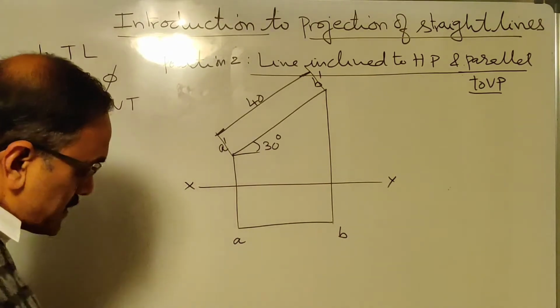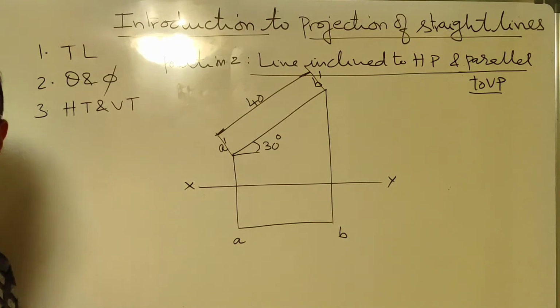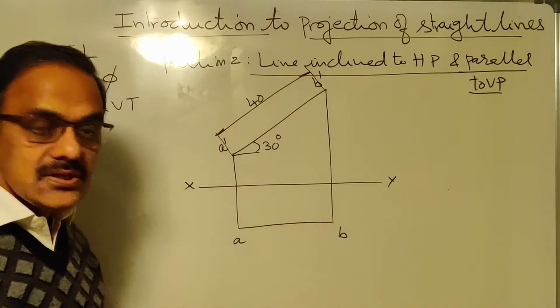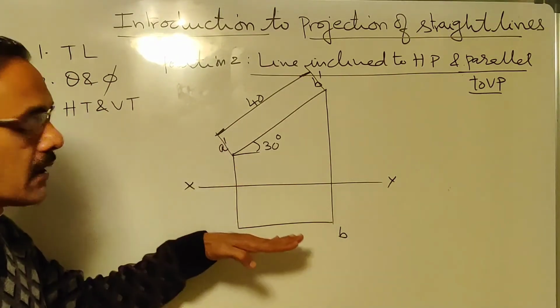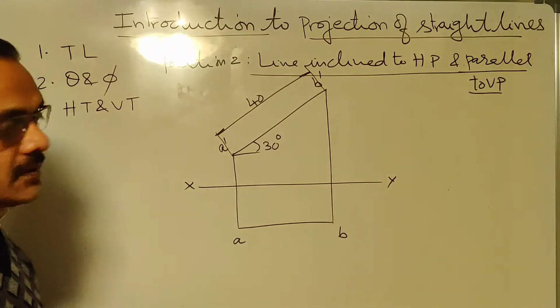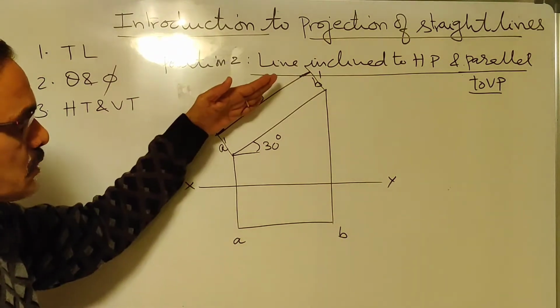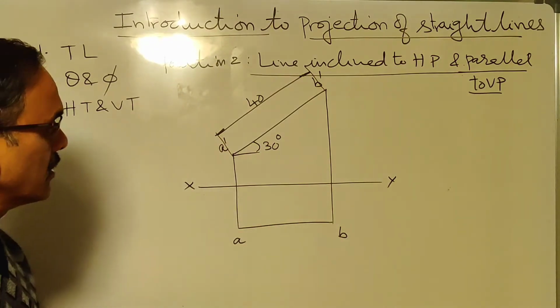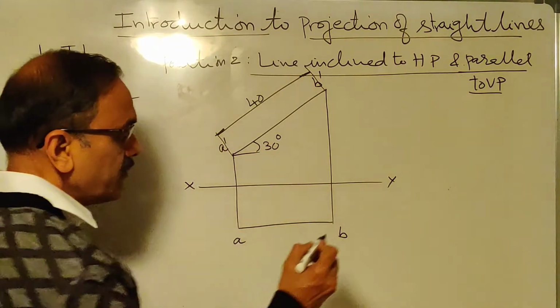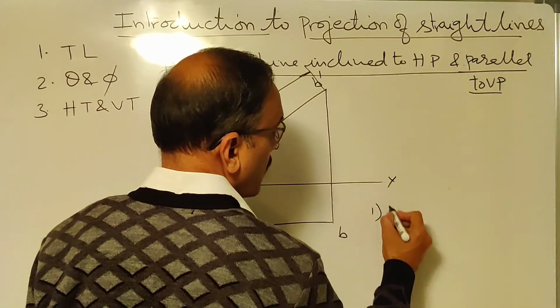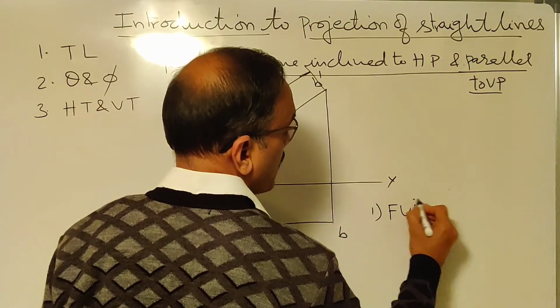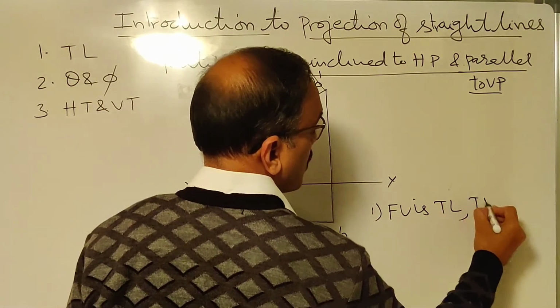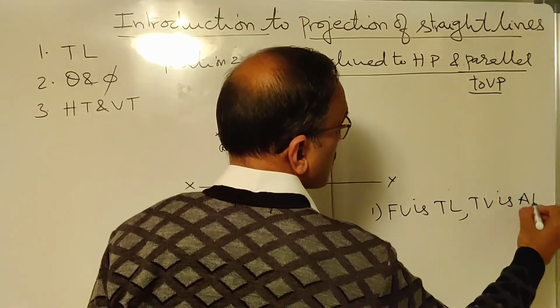So this is how you represent position number 2. The line is inclined to HP and parallel to VP. In this case, only the front view is true length, the top view is apparent length. So I can write my first statement as front view is true length, top view is apparent length.